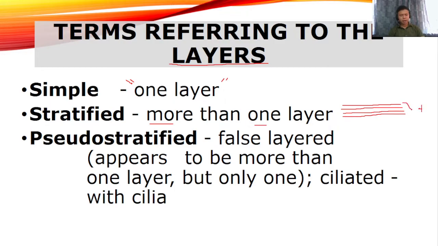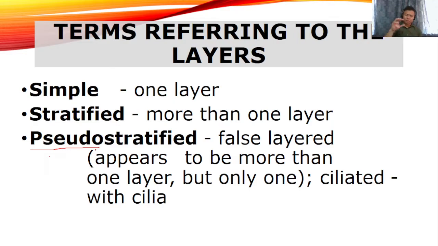Next, we have the pseudo-stratified epithelial tissue. Pseudo means false, appearing to be more than one layer, but in reality it's really just a single layer. And you will notice that the arrangement of its nuclei is uneven.